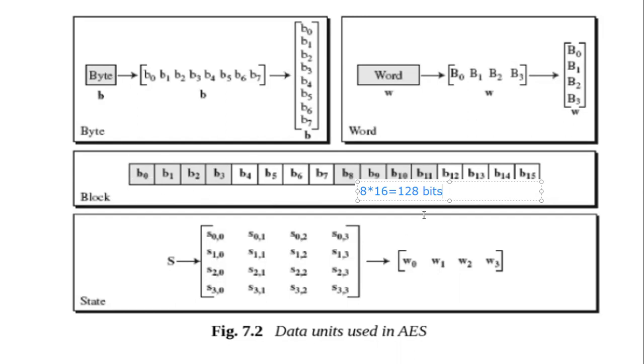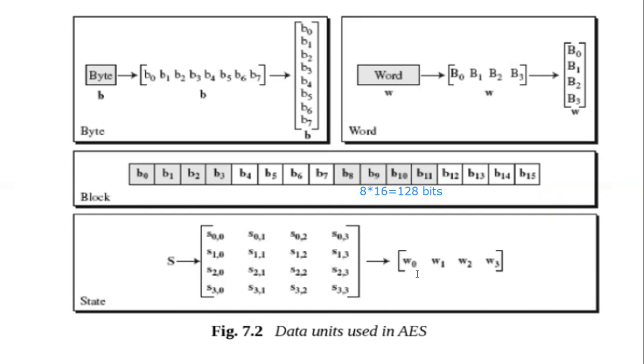So block contains 128 bits, and the last one is state. State is also of a size of 128 bits. State represents the block before and after each stage. Each stage means in every stage we are going to perform some operation. Before that operation and after that operation, the data block is represented as a state. So state we can write as S00, where S represents the state, S00, S01, S02, S03, and so on, total 16. 16 means 16 into 8, that is 128 bits.